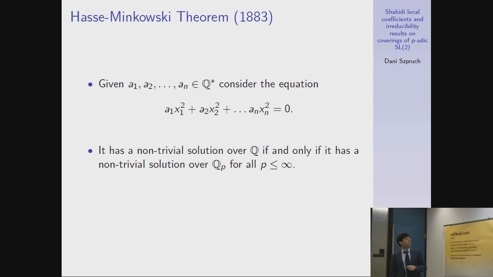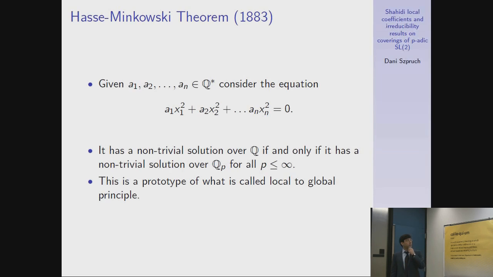And here is the answer. It has a non-trivial solution over Q if and only if it has a non-trivial solution over Q_p for all p, including the infinite prime, which is R. And it is a fact that if you do the local analysis, and Q_p are genuinely easier than Q, it turns out that p-adically you can always solve it if n is equal or greater to 5, so you have only the real case to worry about.